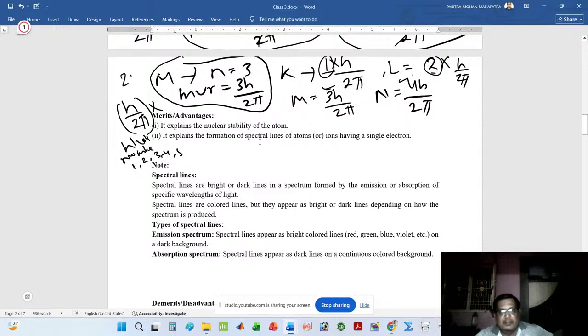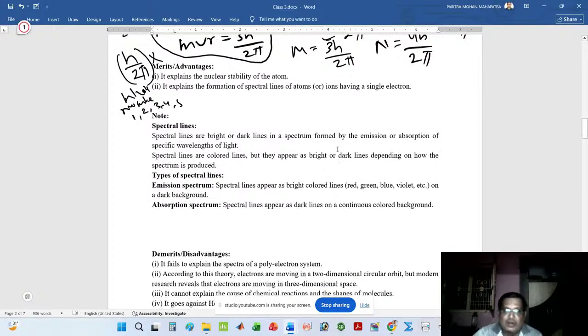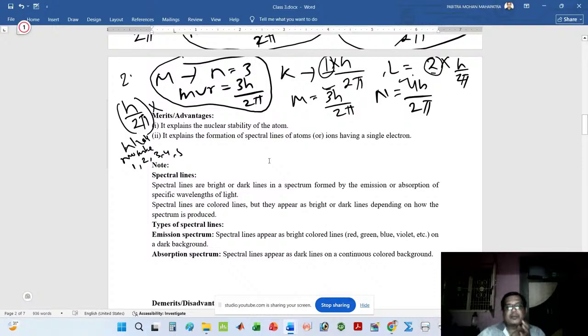Next, it explains the formation of spectral lines of an atom or ion having a single electron. What is a spectral line? In the upcoming class, I will clearly explain what a spectral line is and what the types of spectral lines are. For this class, just remember, in the previous class also I gave some concept regarding spectral lines. Again, I want to read here. Spectral lines are bright or dark lines in a spectrum formed by the emission or absorption of specific wavelengths of light. I will clearly explain this in the upcoming class.